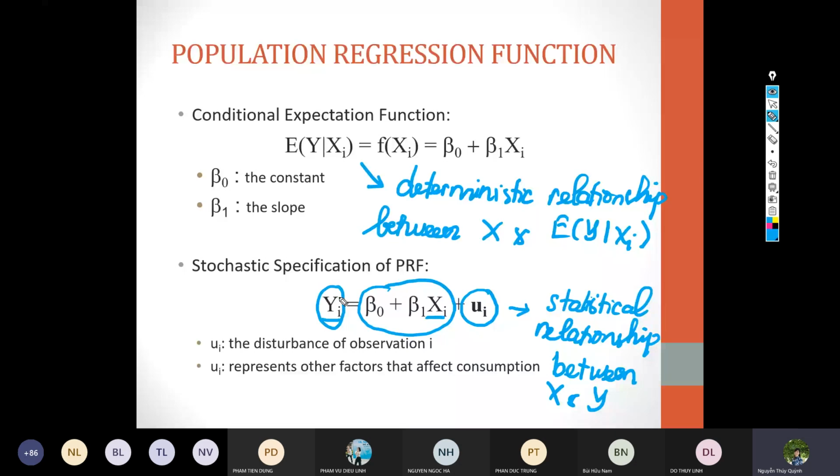So remember that you have to write the right form of the population regression model.